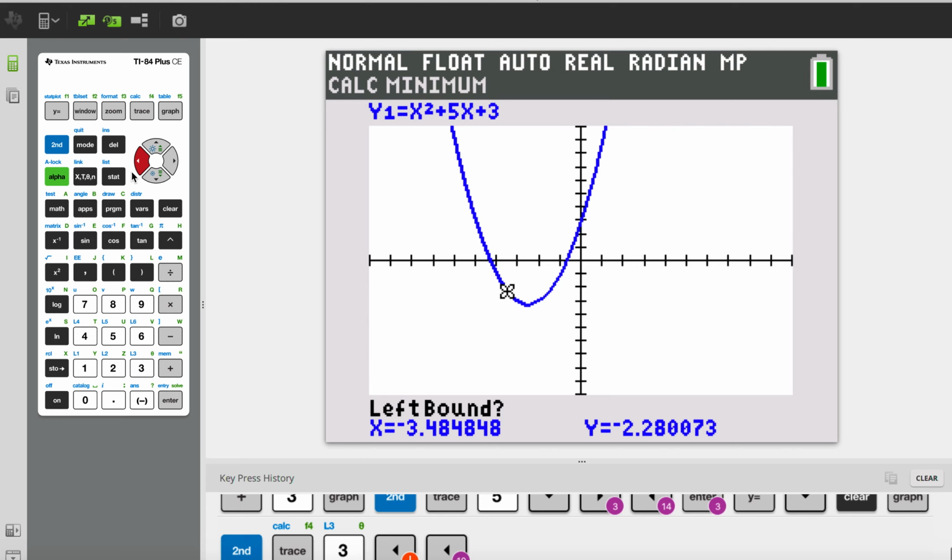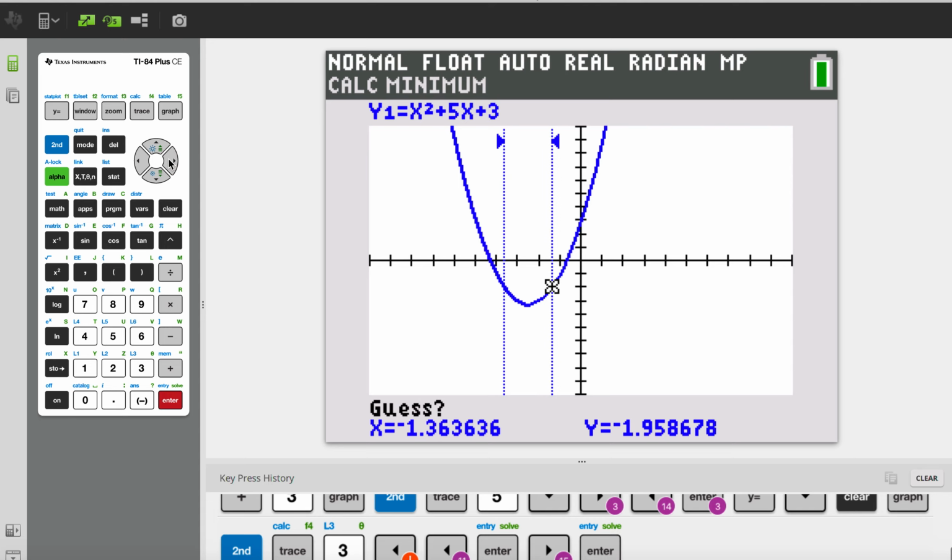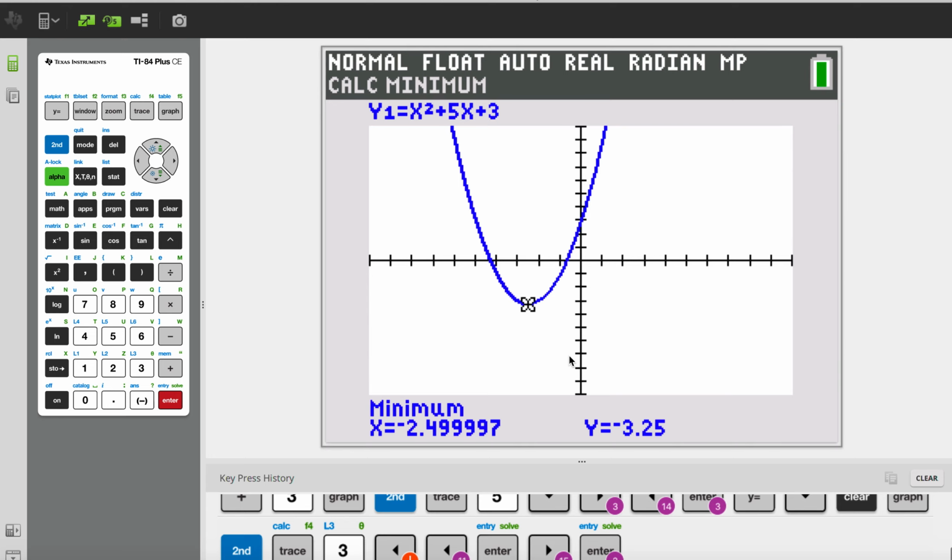So you get the left bound, press enter, and it asks you for the right bound. You have to go to the right side of your minimum point. This is your turning point, or in calculus it is called the stationary point. Just press enter, you don't have to do anything else, and boom, you have the minimum point, which is about -2.5 and -3.25. You can note down this point in your examination paper, and you are pretty much finished with finding the minimum.